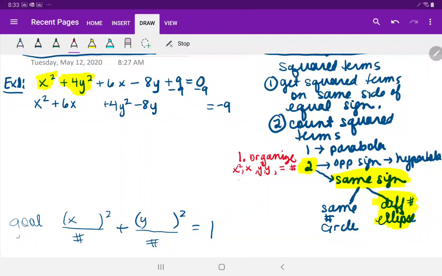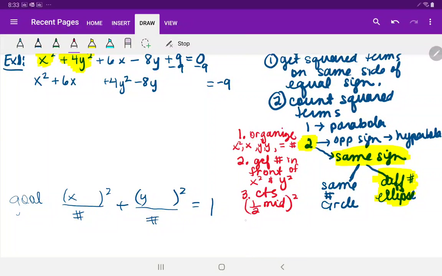That's my organize. And then step 2, this one's going to be new, is you're going to GCF out the number in front of x squared and y squared. Okay, 3 is you're going to CTS, which is complete the square. So that's 1/2 of the middle number squared. And then you're going to add into the middle, well, into the parentheses.